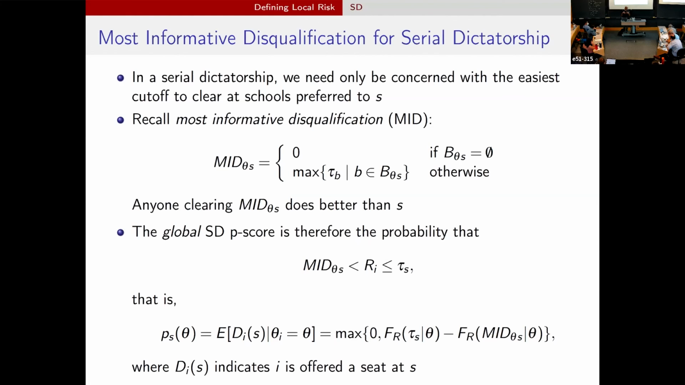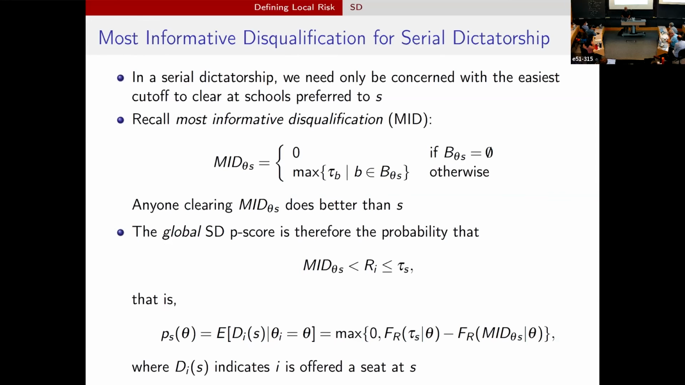Okay, so the formula I just gave you earlier simplifies in this case with no priorities to one where I just need to govern the probability of having a tiebreaker variable in between MID and tau S. Okay, so my propensity score in this case is simply the probability that Ri is between tau S and MID. Okay, so you'd think my work here is done, right? I have now a formula for the propensity score.